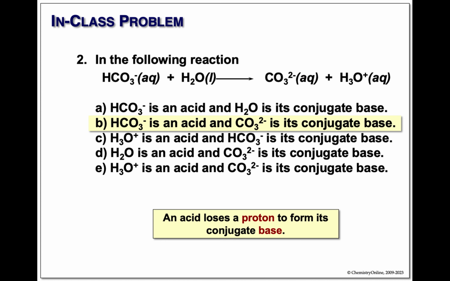Well, H3O plus is an acid. Yes, it is. But if we lose a hydrogen, we don't get carbonate, we get water. Water would be an acid, but carbonate is not its conjugate. And finally, hydronium is an acid. Again, if we lose this, we get water, not carbonate. Any questions on that one?